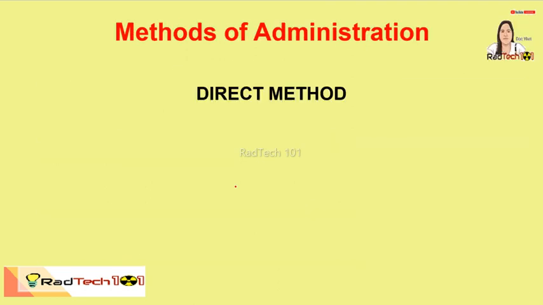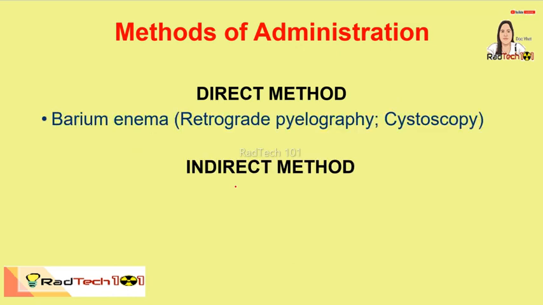So methods of administration of contrast agents include the direct and indirect methods. The direct method includes barium enema. It can also be retrograde pyelography and cystoscopy. This means the barium is placed directly into the structure. While for indirect, it can be ingested or it can be parenteral.